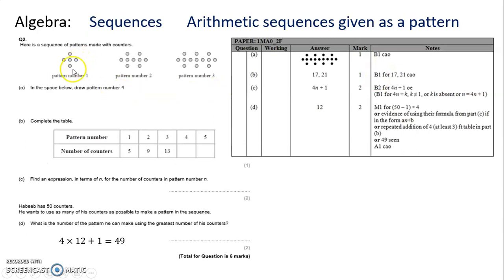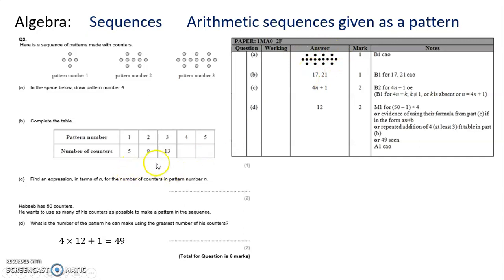Okay, the next question was again dots, but this time they call them counters, and we've got a slightly different pattern. If you exclude this one here on the left-hand side, we've got 4 in an on-its-side T shape, and that's what's being added each time. So pattern number 2, we've got 2 lots of 4 plus this extra one. Pattern number 3, we've got 3 lots of 4 plus this extra one. So pattern number 4 will have 4 lots of 4 plus the extra one. So the answer is over here.